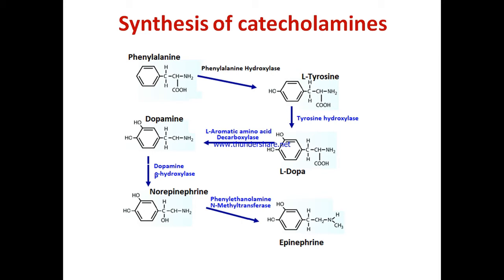This is an example of synthesis of two hormones, synthesis of catecholamines. It starts from phenylalanine, which in the presence of the enzyme phenylalanine hydroxylase will be converted into L-tyrosine. This tyrosine is converted into L-dopa with the help of the enzyme tyrosine hydroxylase. L-dopa is converted into dopamine, which is also acting as a chemical messenger. L-aromatic amino acid decarboxylase is needed for the conversion of L-dopa to dopamine. And this dopamine can be converted into norepinephrine by the catalytic action of dopamine beta hydroxylase. So norepinephrine is another chemical messenger which can also be converted into epinephrine by the catalytic action of phenylethanolamine N-methyl transferase. So dopamine, norepinephrine, and epinephrine are produced.